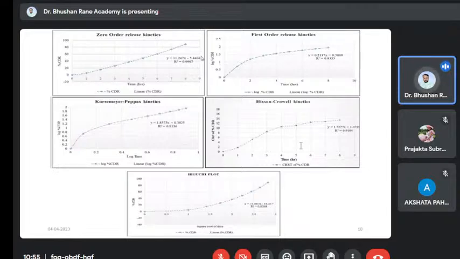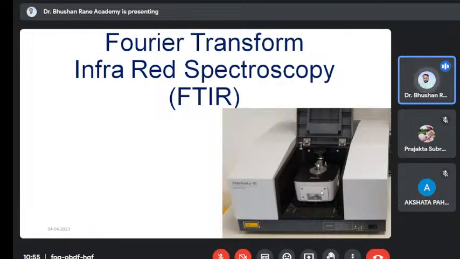If there are microspheres, granules or powder formulations, they may follow the Higuchi and Korsmeyer-Peppas kinetic models. If the release does not depend on the polymer, it will follow zero order kinetics. For sustained release formulations, it is first order kinetics. For diffusion models, there is an exponential plot. So you can predict the kinetic models also.